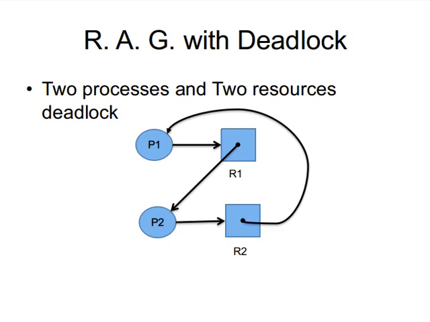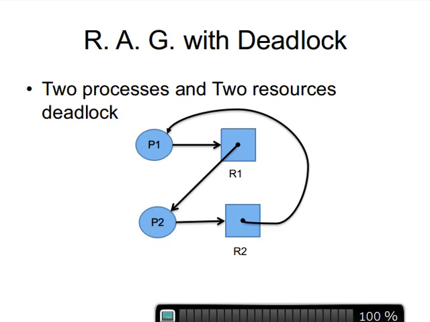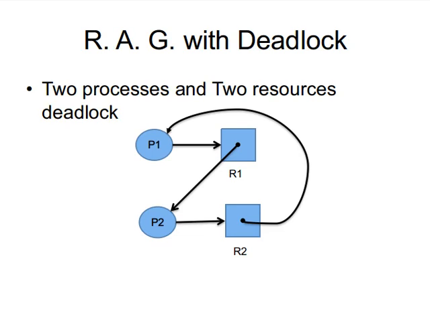If the resource allocation graph contains a cycle, then there may exist a deadlock. If the resource allocation graph does not contain a cycle, then there is no deadlock. So this is all about the resource allocation graph. The motto of the resource allocation graph is to check whether the system is in deadlock or not.